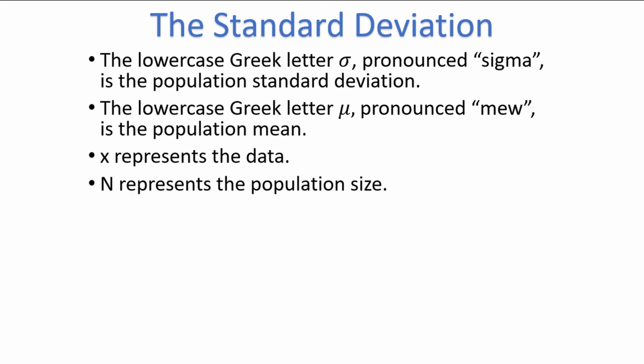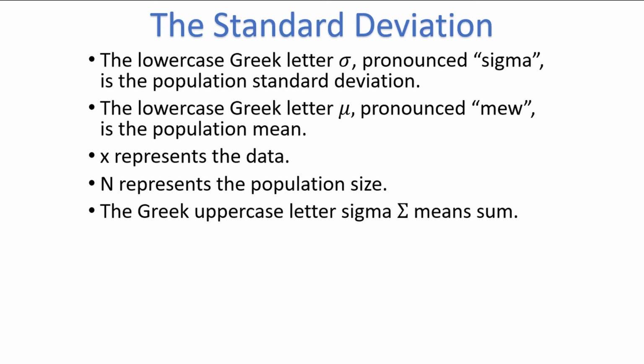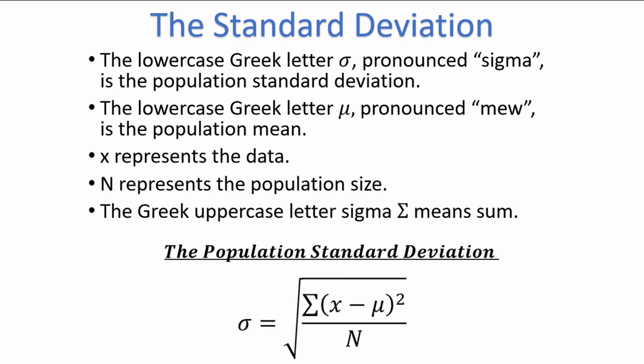Also know that the uppercase Greek letter sigma is a symbol that tells us to sum or add numbers together. With all of these pieces defined, I'm ready to show you the formula for the population standard deviation. The population standard deviation, sigma, is equal to the square root of the sum of the data, x, minus the population mean, mu, squared, divided by the size of the population, capital letter N.